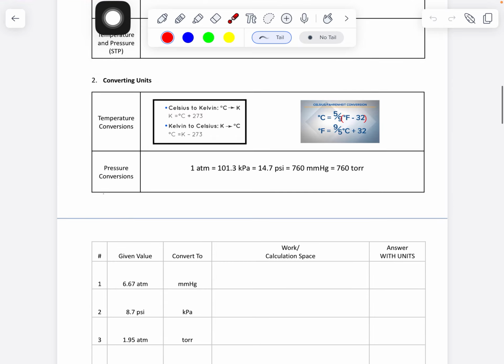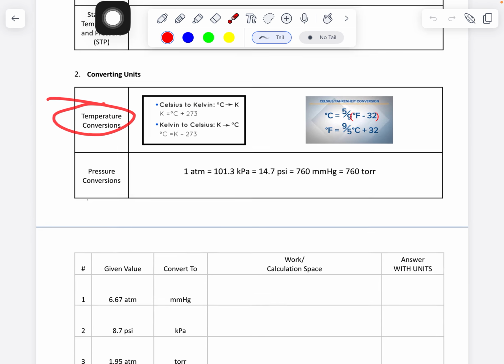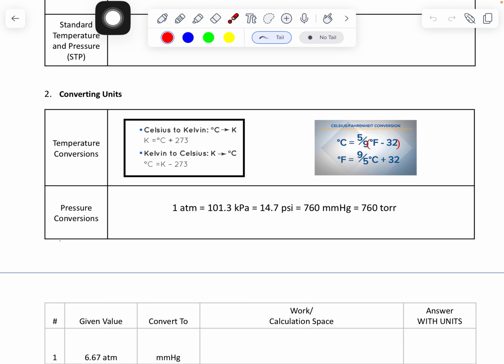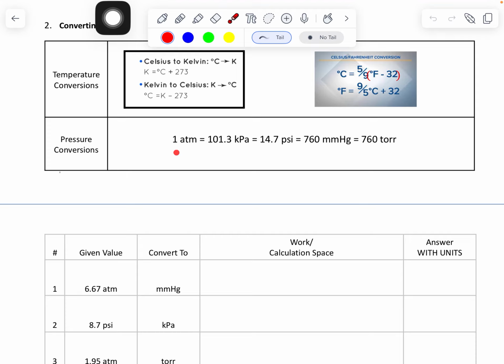Starting out, we have some conversions that are given to you. For temperature conversions, if you need to do Celsius to Kelvin, you just take your value in Celsius and add 273. If you're going Kelvin to Celsius, take your value in Kelvin and subtract 273. If you need to do Celsius and Fahrenheit, they have a bit of a fancier conversion, but you're still just plugging in one or the other and solving for whatever it is you need.